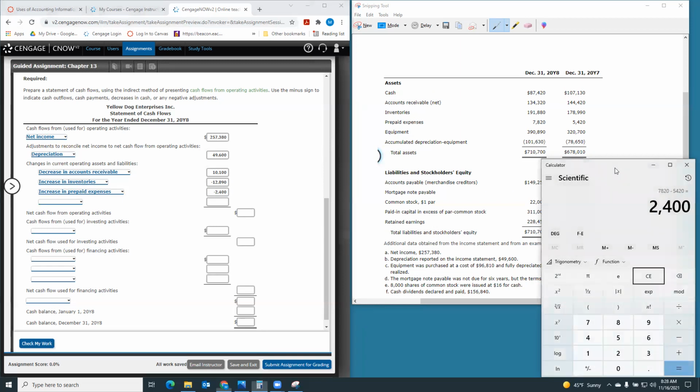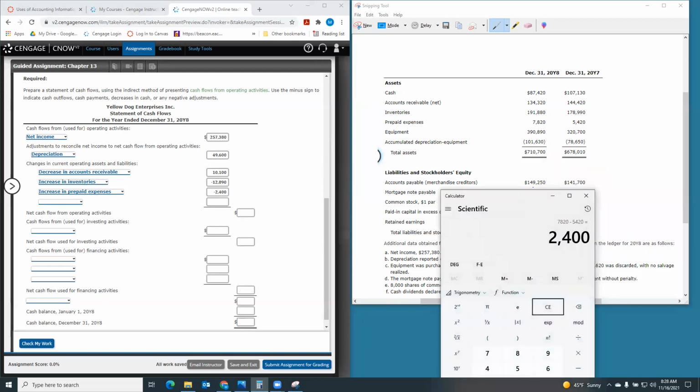We come down here into our liabilities. We'll see we had accounts payable. That accounts payable increased. We'll do an adjustment for an increase in accounts payable. Since it's a liability, the rules are an increase to liabilities means an increase to cash, and a decrease to liabilities is a decrease to cash. So we'll subtract to find the difference. 149,250 minus 141,700. So we can see our accounts payable increased by 7,550. And so we're going to do an increase to our cash of 7,550.